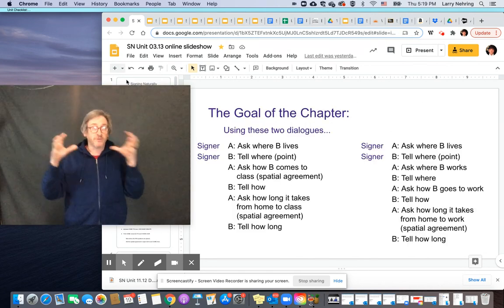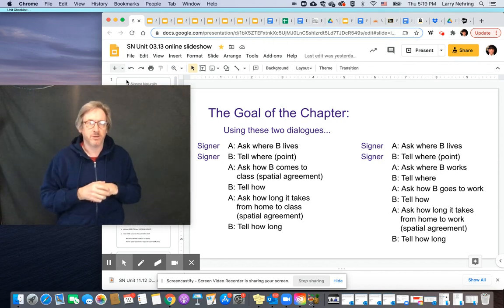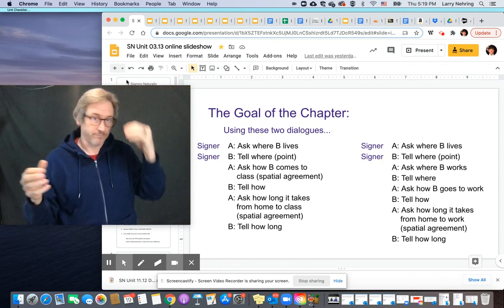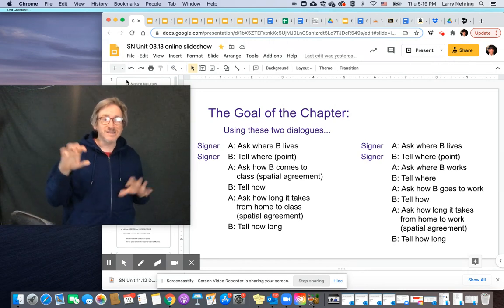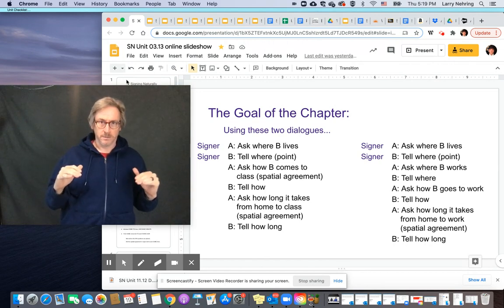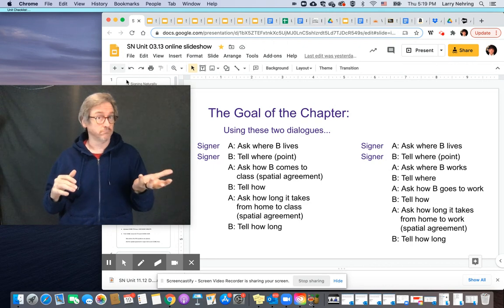So there's two different things that we're looking at in this chapter. Conversing about commuting. Hey, that was an alliteration. So simple little questions to ask. Where do you live?